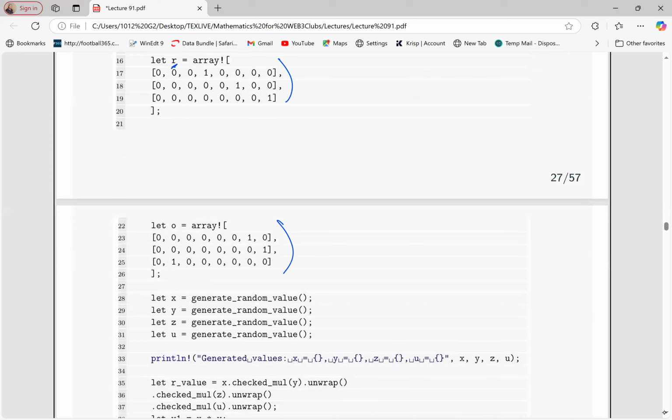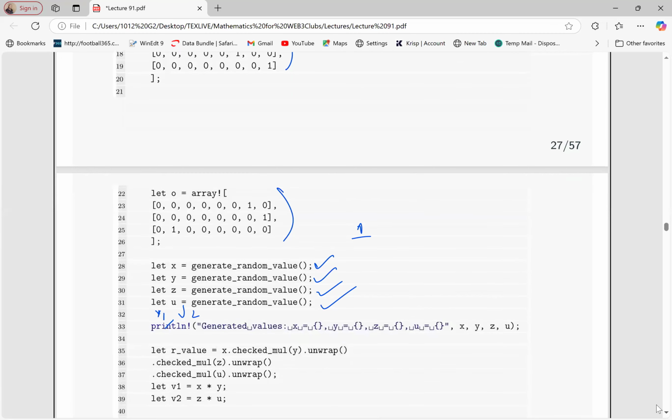And here, I was just asking it, generate for me X, Y, Z, and U. Of course, I know the other thing would be a 1. So I just want X, Y, Z, and U. If you want, you can ask it to generate V1 and V2 again. You can also ask it to generate those ones, and it will generate for you.